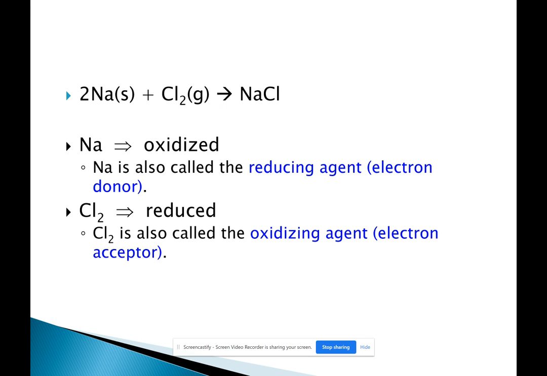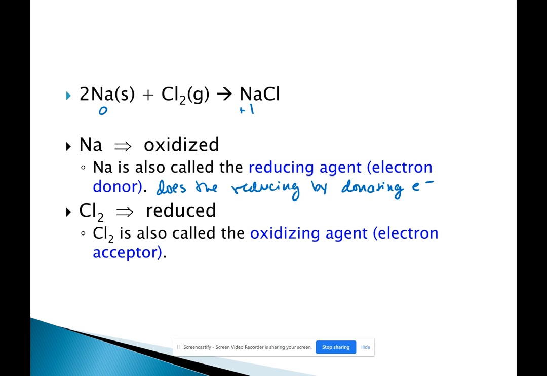Using that same example of the sodium and the chlorine, we need to talk about oxidizing agents and reducing agents. So the sodium is oxidized because its oxidation state goes from a 0 to a +1. But that sodium is also called the reducing agent, and it's called the reducing agent because it does the reducing by donating an electron.